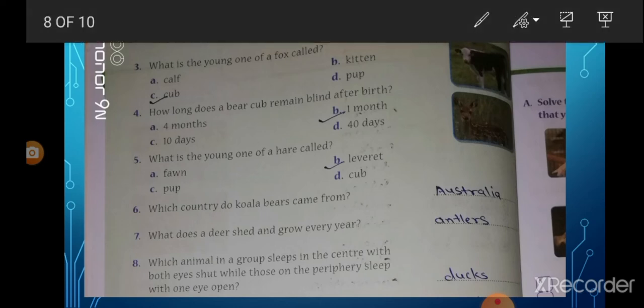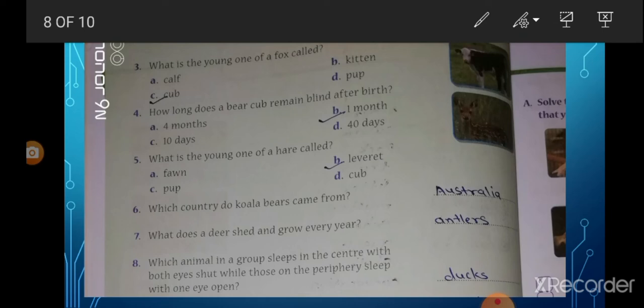Now question number 7. What does a deer shed and grow every year? The correct answer is antlers. Antlers. Now, next question.